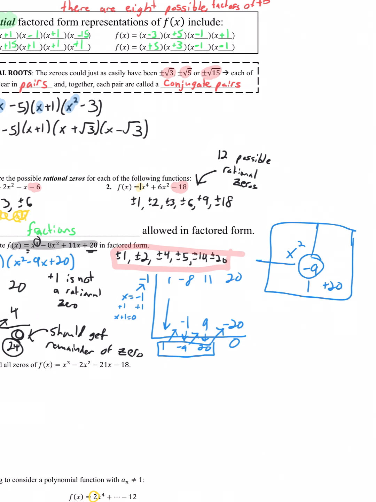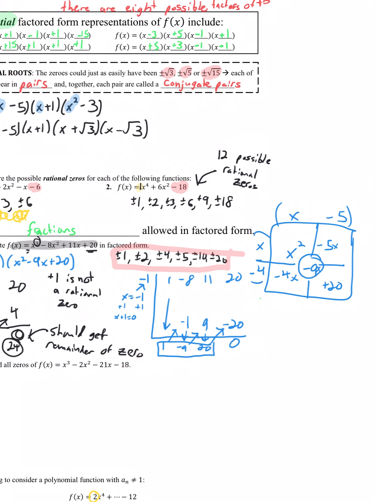And this will be a lot easier than guessing and checking with 10 more possible zeros and only 2 of them work. So I see factors of 20 that I have to add to negative 9x. I'm going to say negative 5 and negative 4. That's going to give us a negative 4x and a negative 5x. And there it is. There's a x minus 5, x minus 4.